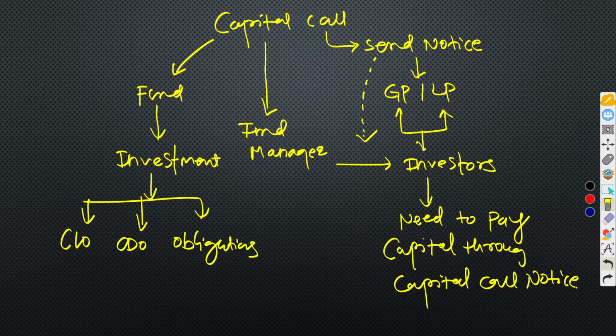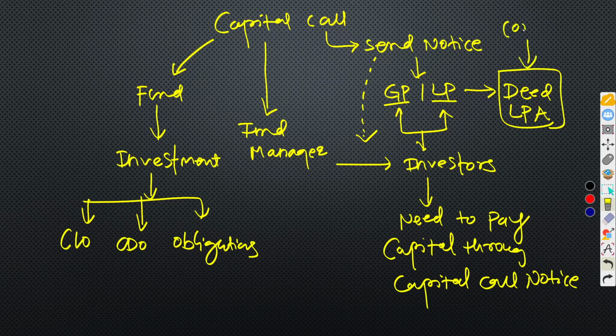In a private equity business, it's a partnership business. General partners and limited partners both work as partners. And partners always sign a deed or limited partners agreement. Once they sign the general partners or limited partners agreement, it means they commit to each other.